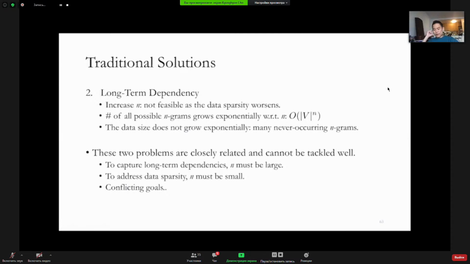So there are some conflicting goals that need to be met here, and that makes it really difficult to use the traditional n-gram approach for the actual language model. I mean, it's not impossible. People do use it, yes.